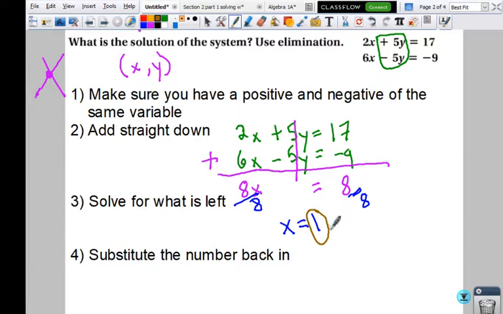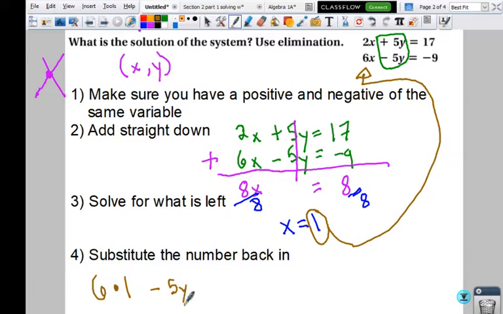So, Joycelyn, do you want to put it in the top x or the bottom x? Bottom x. Alright, plug it in the bottom x right here. So I'm going to plug my 1 in for that x on the bottom. I'm going to have 6, and then what's in between the 6 and the x? Multiplication. So I'm going to go 6 times 1, because there's a multiplier there. And then I have minus 5y, and it's going to equal negative 9. I just have to solve this now.